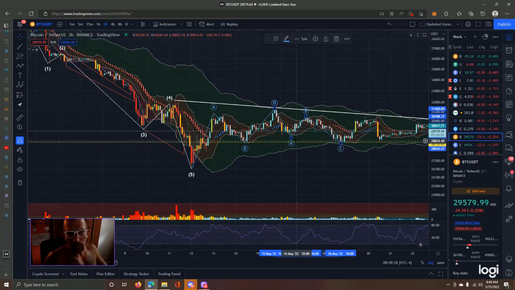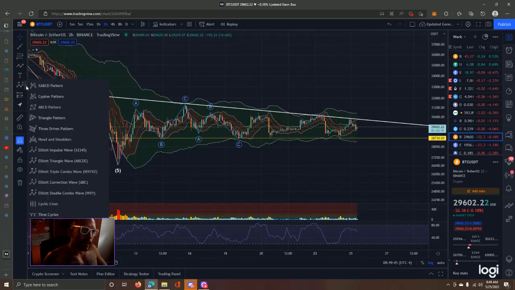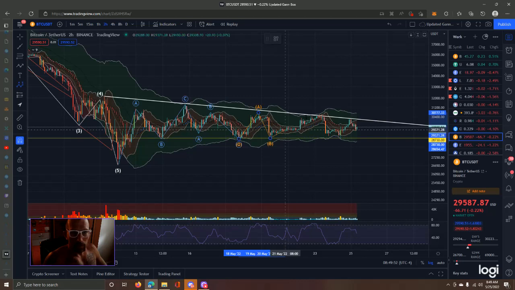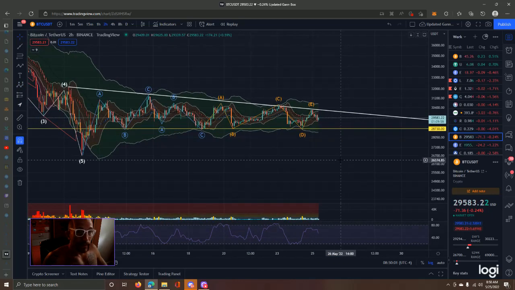C. And the rule here, C has to be lower than A on this corrective wave. B has to be higher than 5 on this corrective wave. C has to be higher than A. You see, it's got to go up, got to go down. And here, I think, is an A, B, C, D, E triangle pattern. A, B, C, D, E. I think.